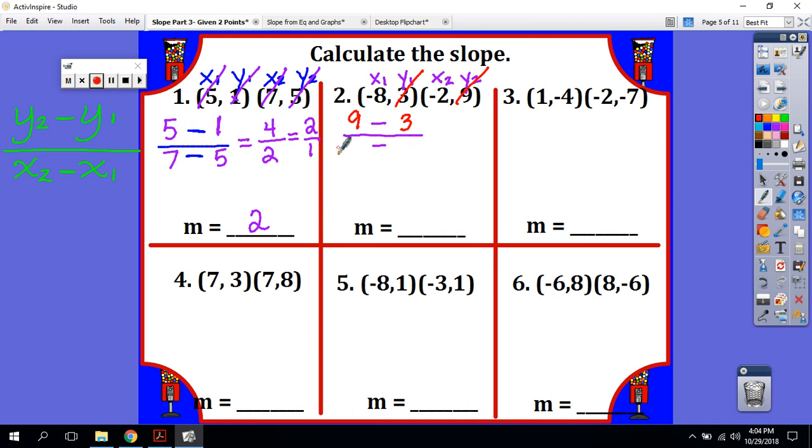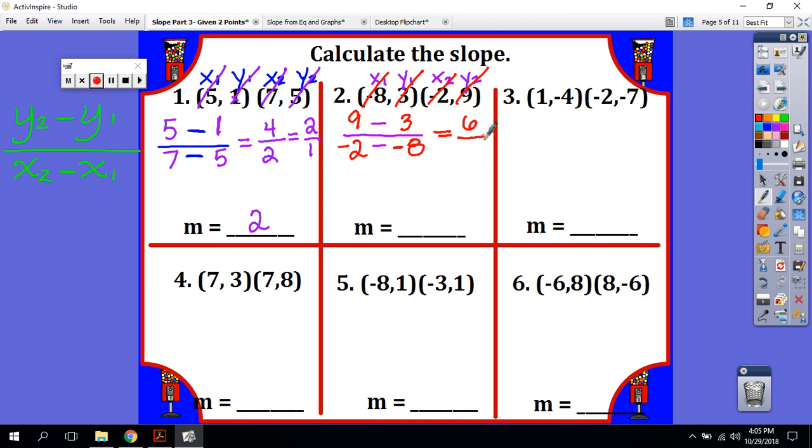All right, on bottom we're going to have x sub 2, because here's our formula. X sub 2 is negative 2, minus x sub 1, negative 8. Notice there was already a minus sign, but this is a negative 8, so you have to write the negative with the 8. Okay? Now let's simplify. Top, what's 9 minus 3?